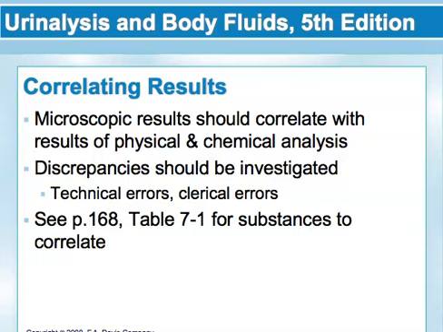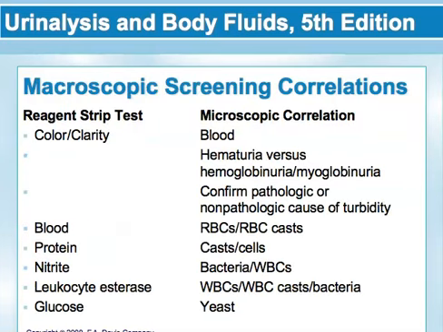So you would expect the macroscopic exam, the physical examination, to correlate with the results you're getting for the chemical analysis, and for those to correlate with the microscopic examination. There is a table in your book that has a list of results you should expect to correlate between the microscopic, physical, and chemical examinations. And here's that list as well. They're saying, how can you correlate color and clarity?